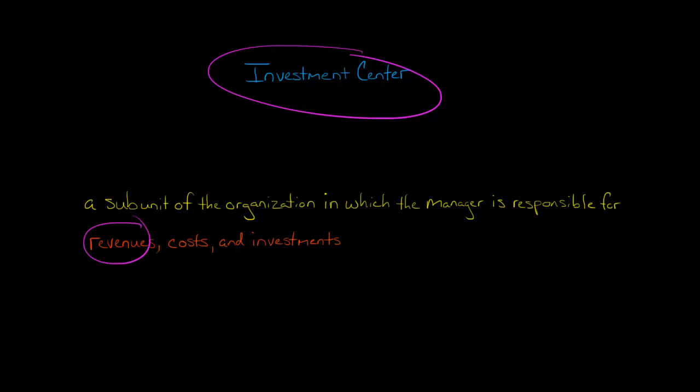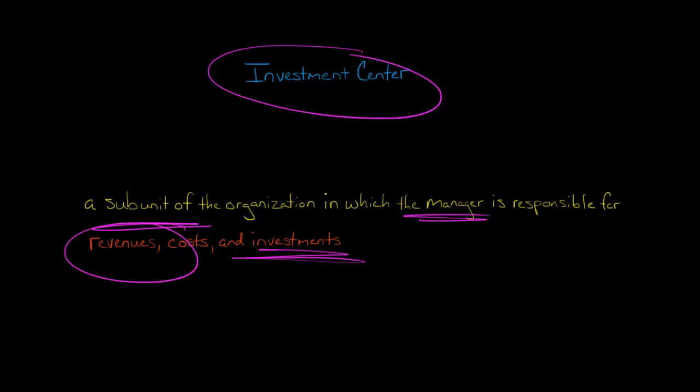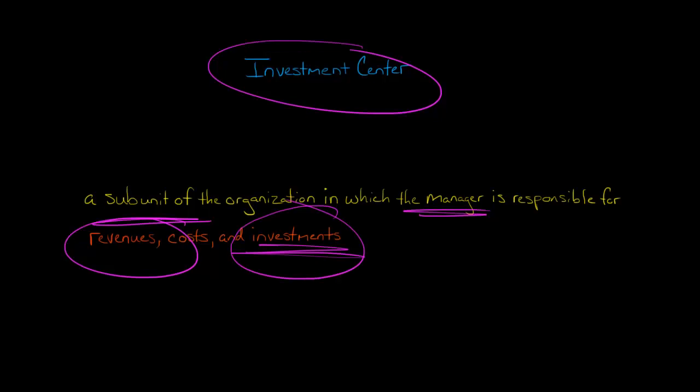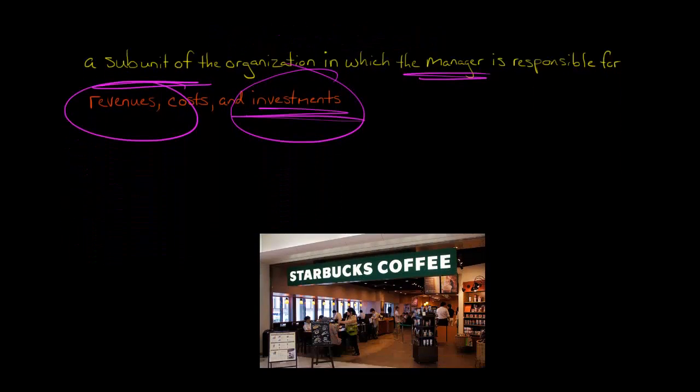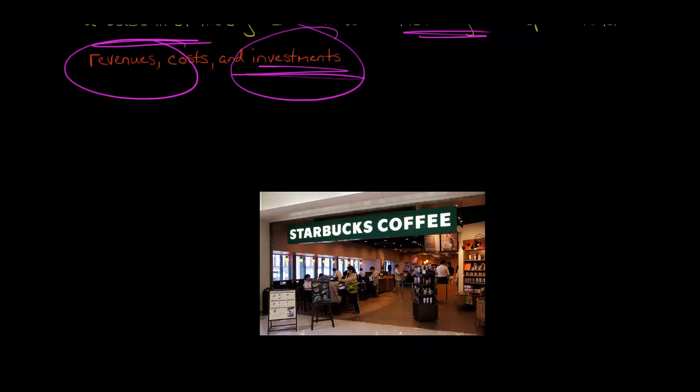But with an investment center, the manager actually has the ability to make decisions about investments that are made in the subunit. So the corporate level office would evaluate the manager on not only the revenues, costs, and profit for the subunit, but also the quality of the investments that were made. Were they a good idea? Did they turn out well? And so forth. So let's take Starbucks as an example.